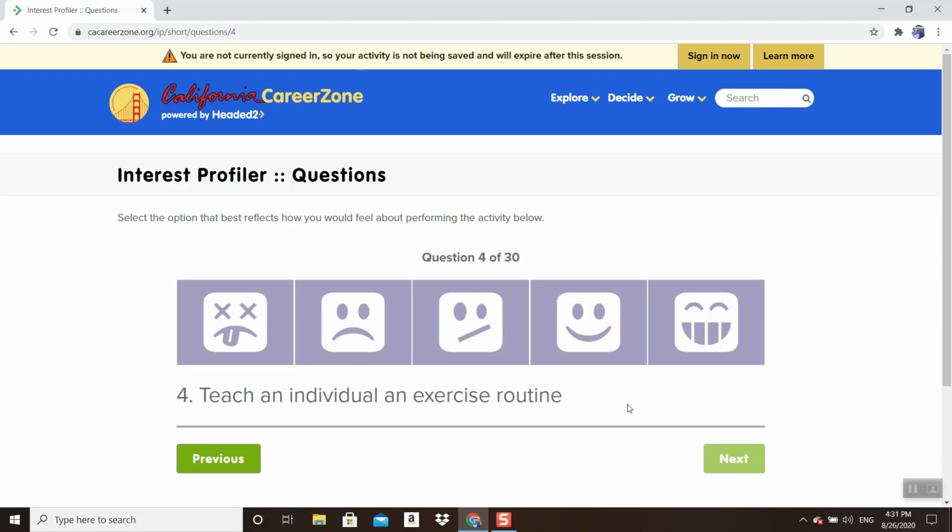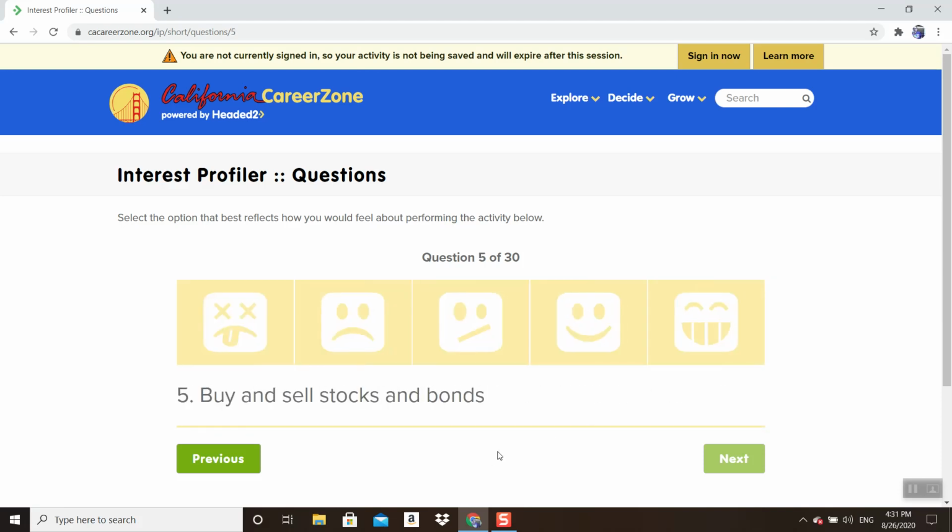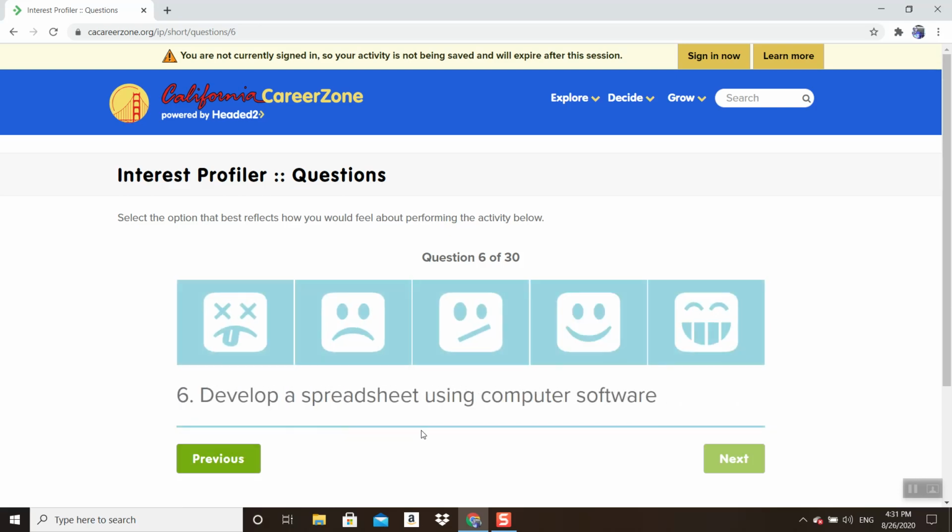Teach an individual an exercise routine. Actually, I like it. I actually coached wrestling for many years. Sounds just like what I like to do. Buy, sell stocks and bonds. I actually did that before teaching and before counseling. Got a Series 6 and 63 and sold mutual funds. So this was enjoyable. Not as enjoyable. It was kind of stressful for me. Develop a spreadsheet using computer software like Excel. That sounds not too exciting. I'm gonna go with that one.